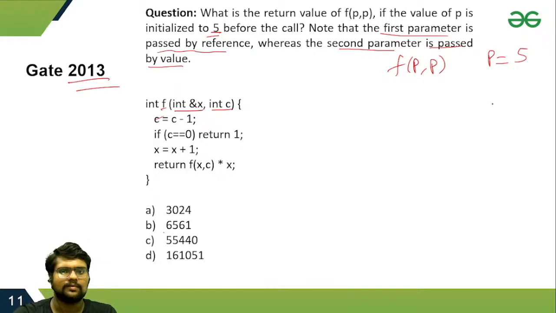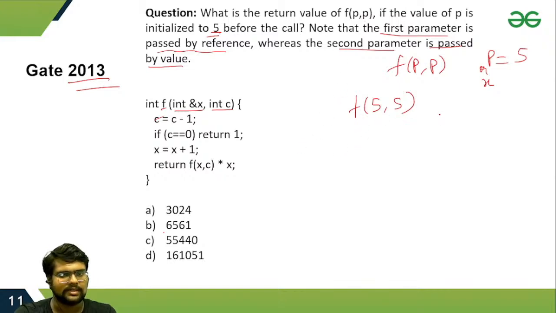So we know that when we pass by reference, x will be an alias name for p. So p and x will be aliases of each other. Okay, so they will refer to the same memory location. Okay, so when we call f of 5, 5, here we have to tell what the answer will be.